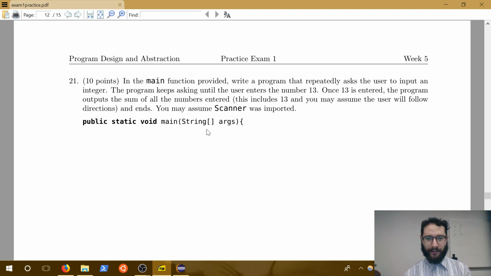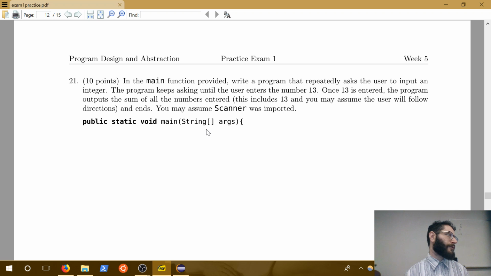All right, what else do I have on the exam? In the main function provided, you write a program that repeatedly asks the user to enter an integer. The program keeps asking the user to enter the number 13. Once 13 is entered, it sums all the numbers entered, including the 13. And you can assume the user follows directions.